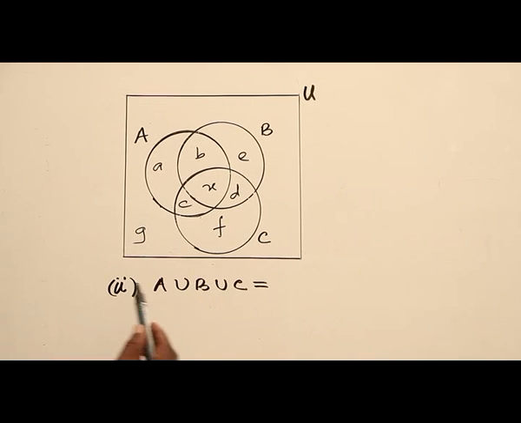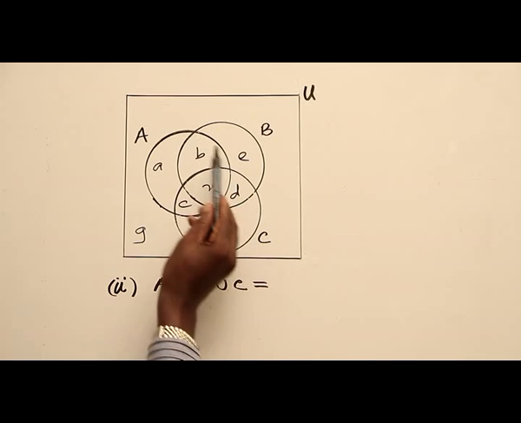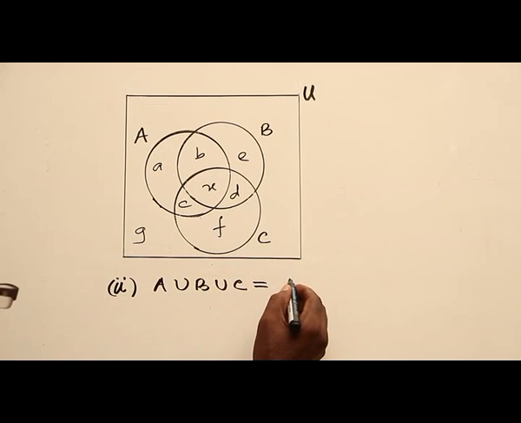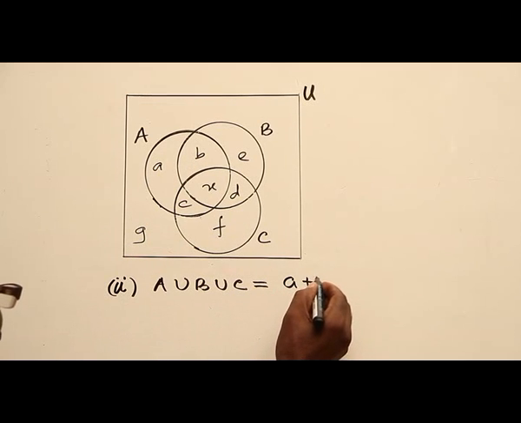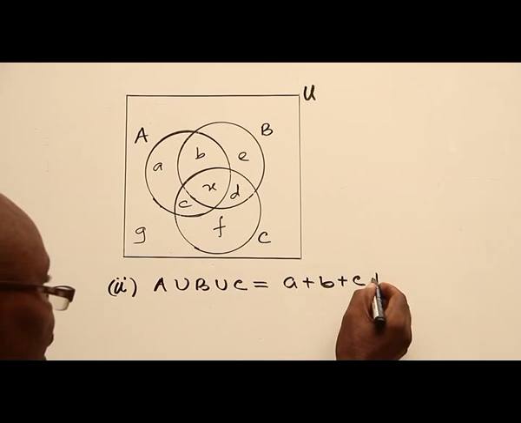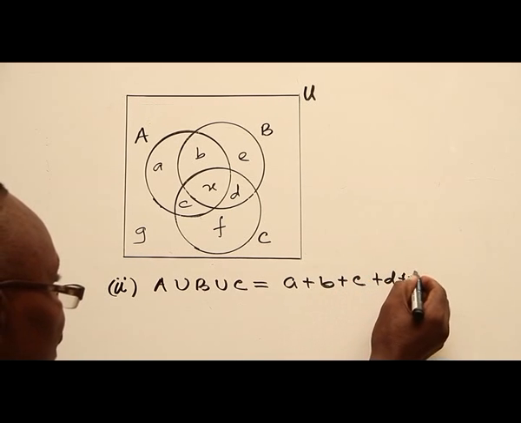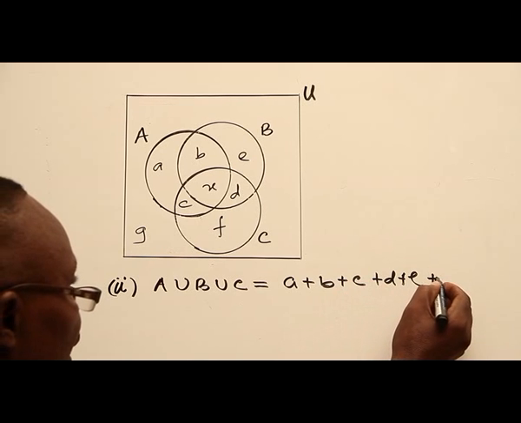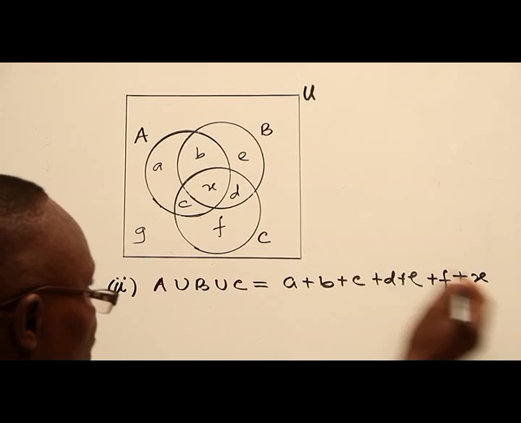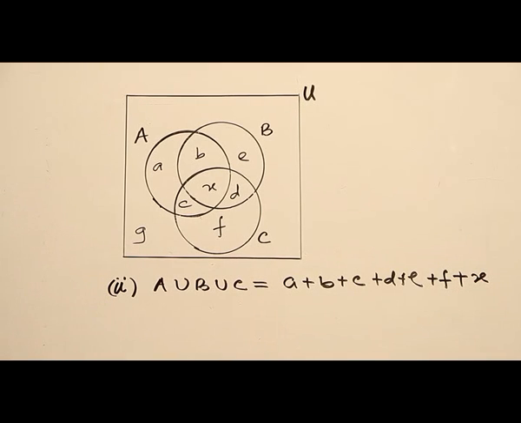Now let's take the second case. Assuming we are looking for the elements in A union B union C, it means we are interested in all the elements in A plus the elements in B plus the elements in C, plus the elements in D, E, and F, and finally the element S, which is common to the three sets. That gives you A union B union C.